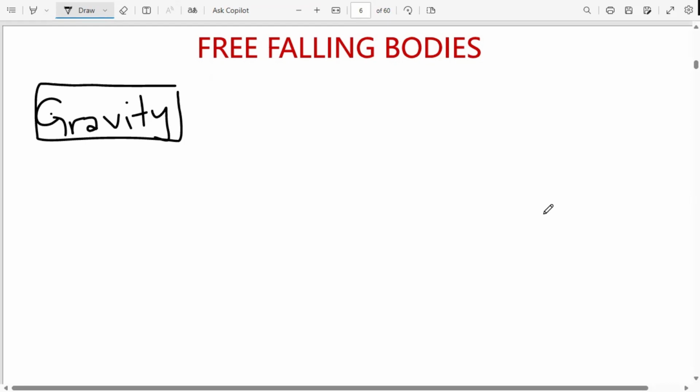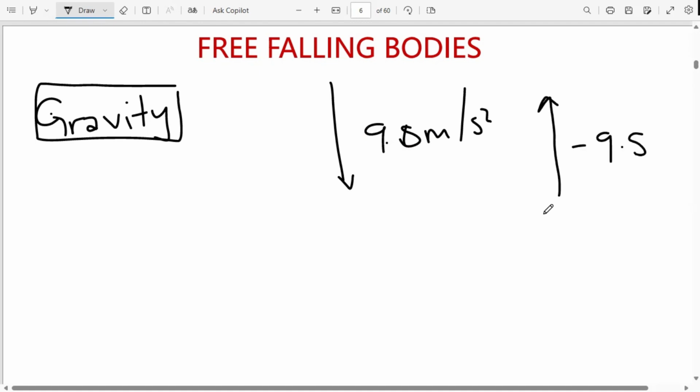And we know that gravity is constantly pointing down with a magnitude of 9.8 meters per second squared, or 9.81 meters per second squared. If an object is going up, it is going to be experiencing this force in the negative manner. That means it is going to be what? It is going to be negative 9.8 meters per second squared, or negative 9.81 meters per second squared.